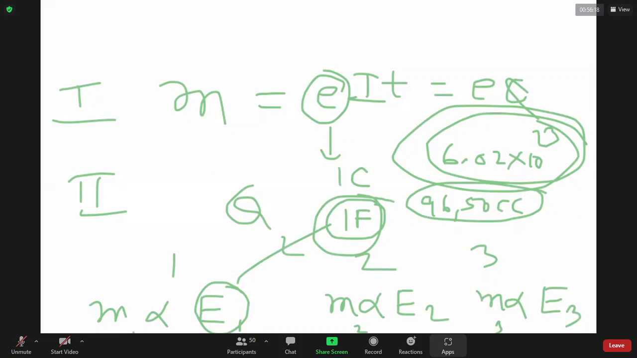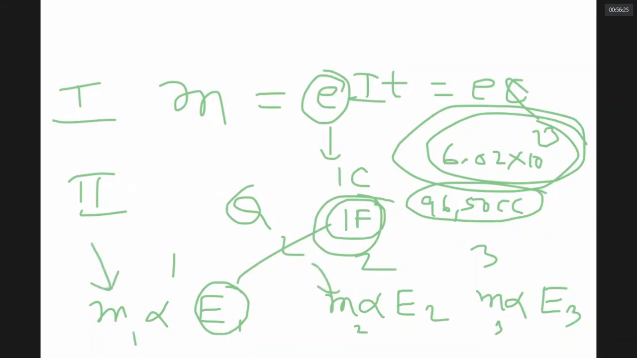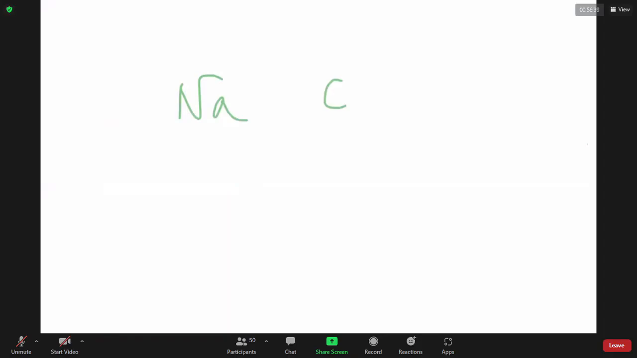Now, Faraday's second law says that when the same amount of current is passed through different electrolytes, then the masses of different elements produced are directly proportional to their chemical equivalent weights. Sir, I want to know what is the chemical equivalent weight. What is the equivalent weight of sodium? What is the equivalent weight of calcium? What is the equivalent weight of aluminum?